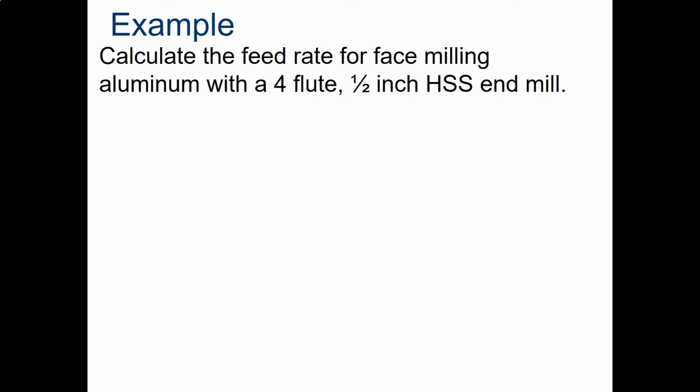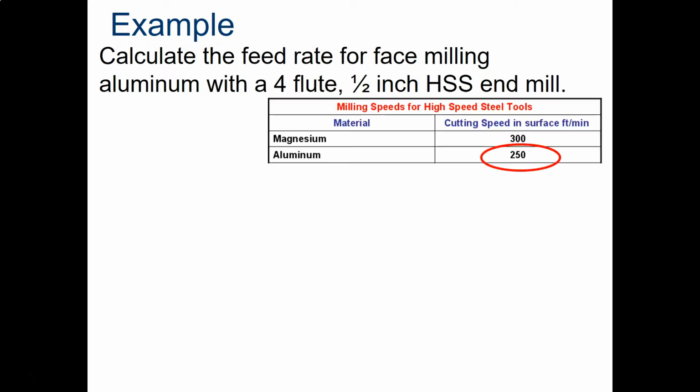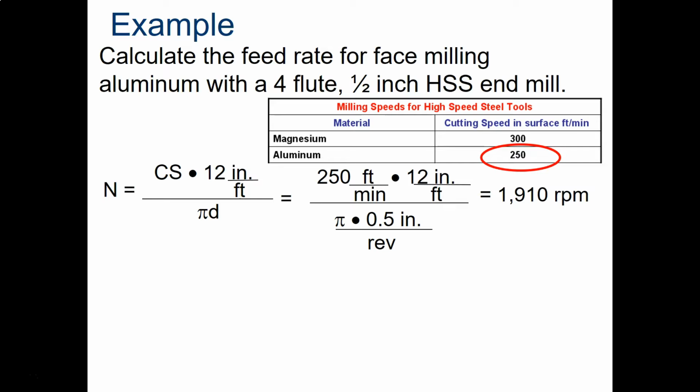1,910 has been rounded. It is actually customary to wait until the end, till the last step, to do your rounding. Keep that in mind. Let's calculate the feed rate for face milling aluminum with a 4-flute 1/2-inch HSS end mill. Aluminum, 250 for the feet per minute cutting speed. Here's our formula. Here's our math.